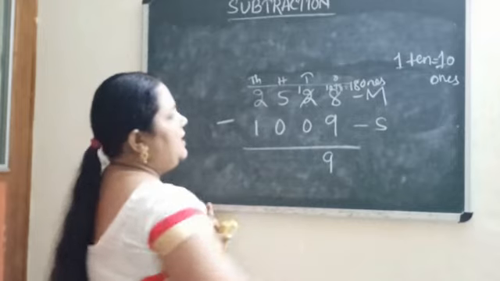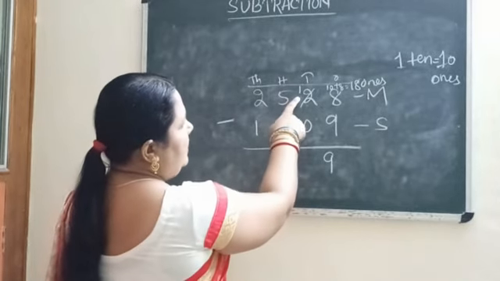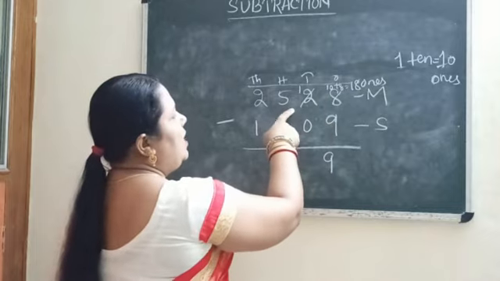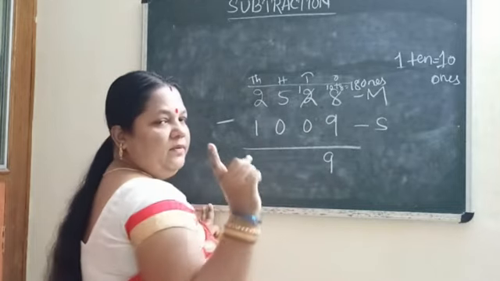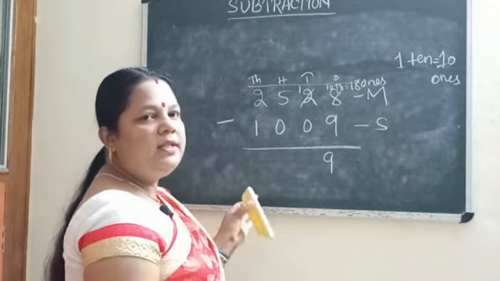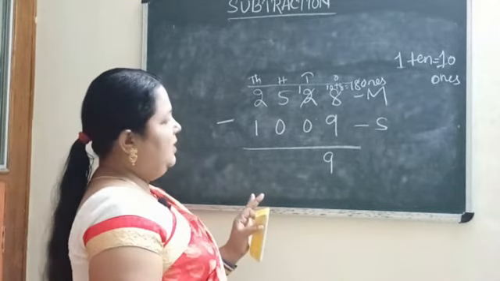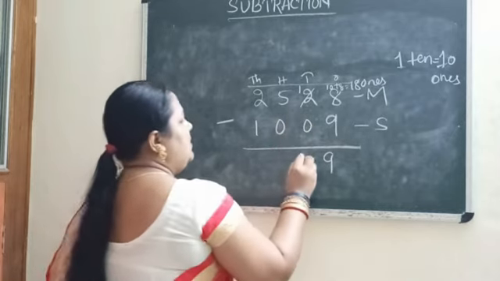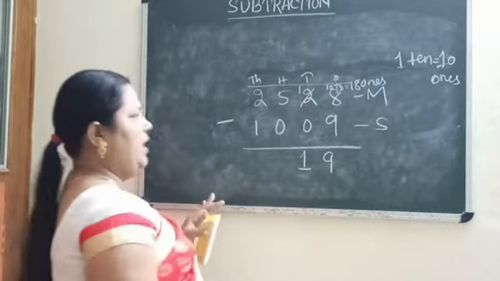Then comes to tens place. Here how much is left? We have already taken 1 tens borrowed from this place, so now it is 1 only. So 1 minus 0. 0 means what? 0 means there is no value, nothing. So 1 minus 0, again it will be 1.